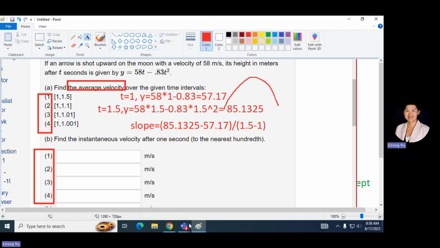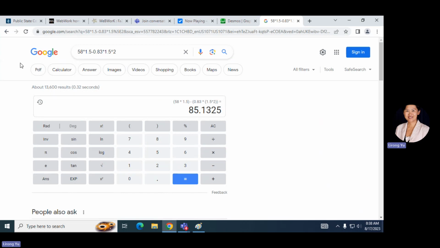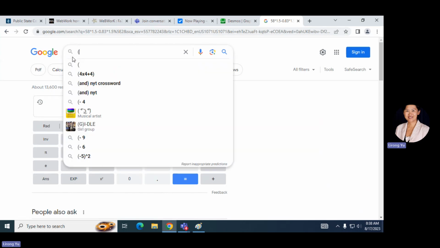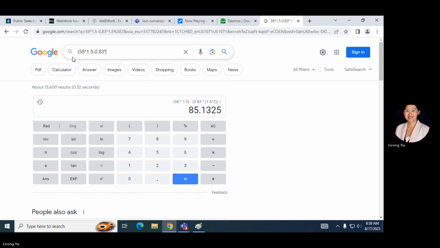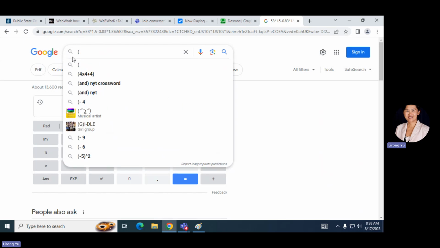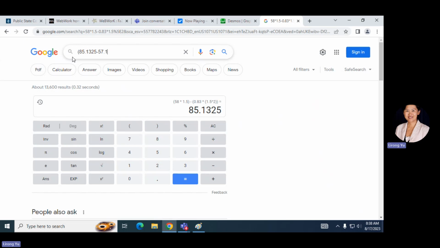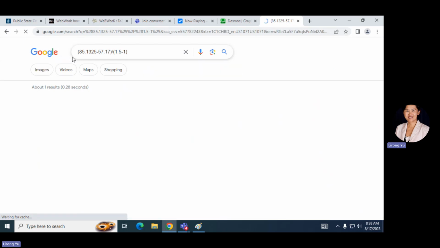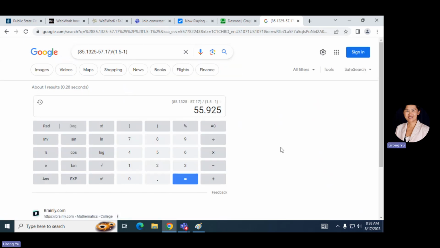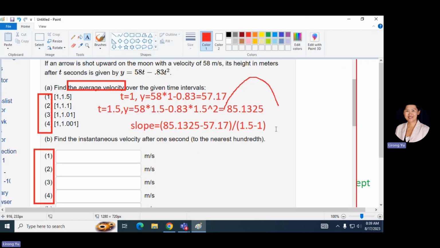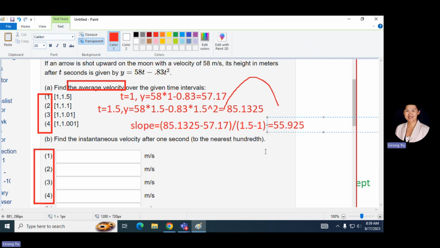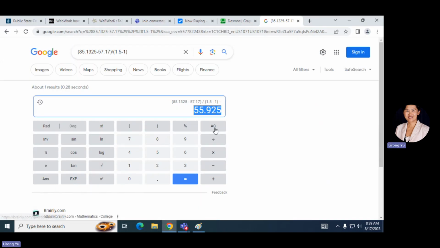I wasn't able to get it. 85.1325 minus 57. Still doesn't look like it. Okay. So that is the answer for number 1. All right, and then we can enter it.